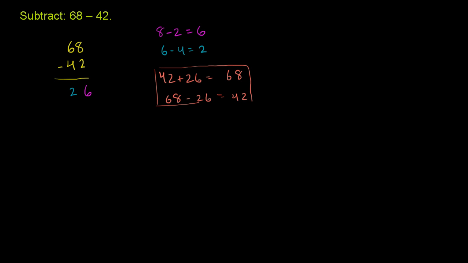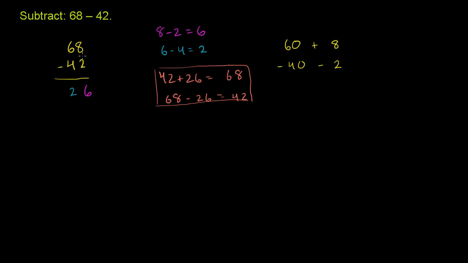Now, the last thing I want to do in this video is explain in a little bit more depth why this actually works. At least in my mind, I like to visualize 68. You won't have to write it out like this, but it's one way to make sure you really understand what's going on here. 68 is the same thing as 60 plus 8, or 60 and 8. And from that, we're subtracting 42. But 42 is the same thing as 40 plus 2. So we're subtracting 40, and we're subtracting 2.